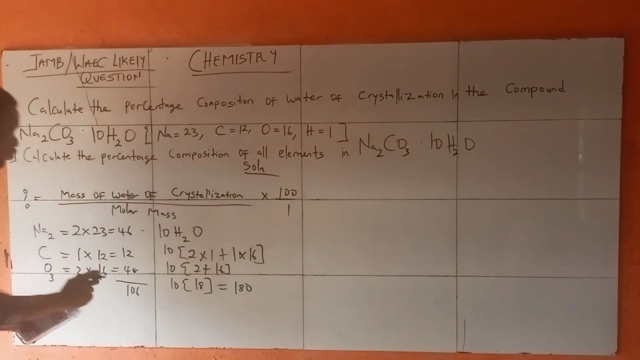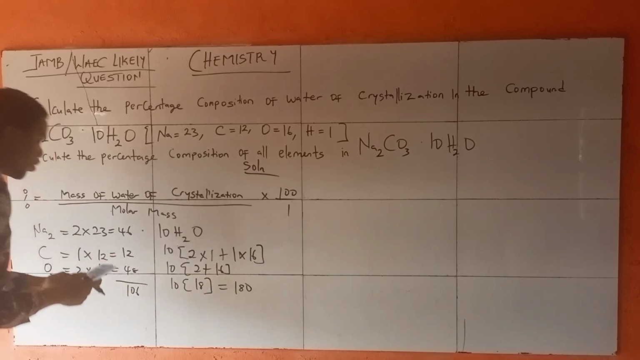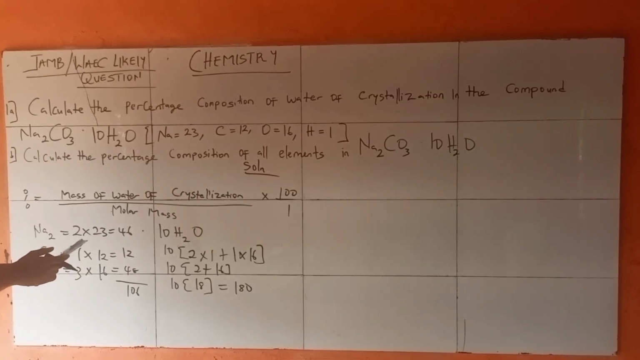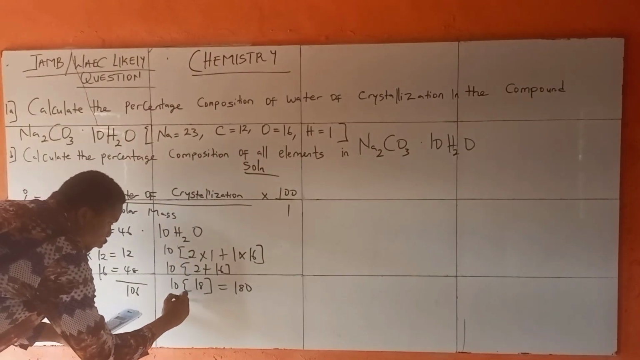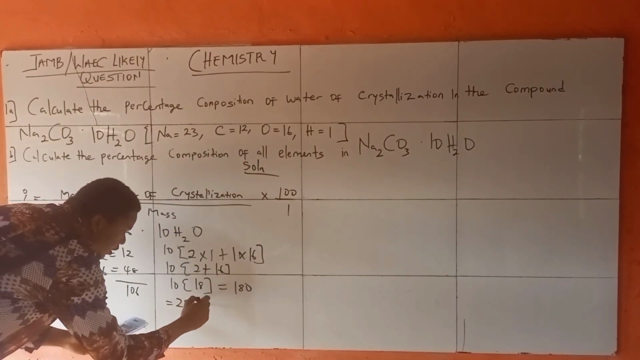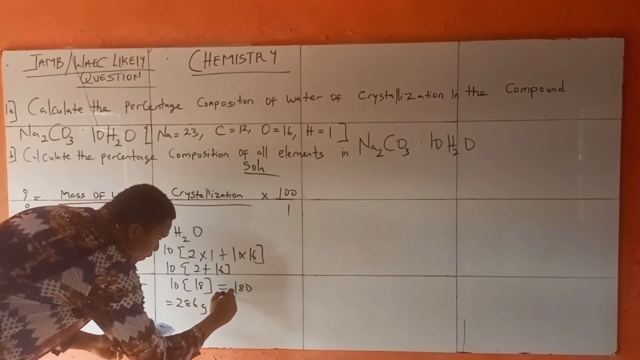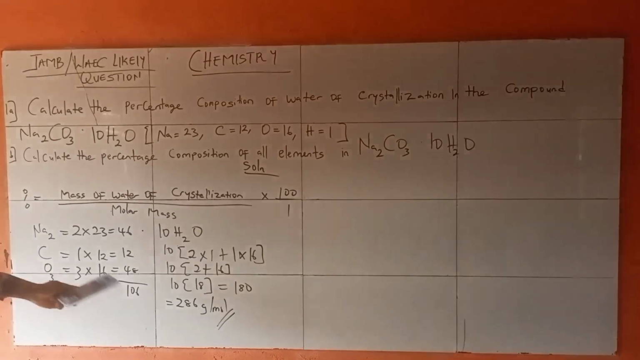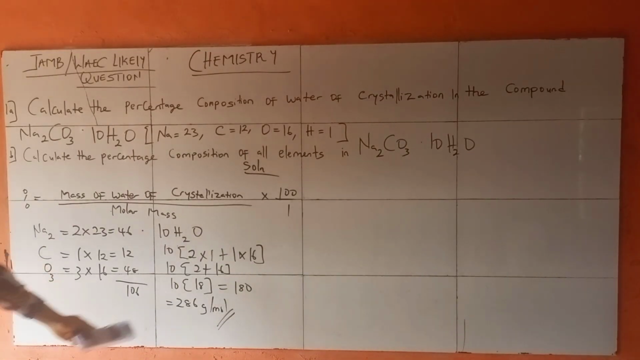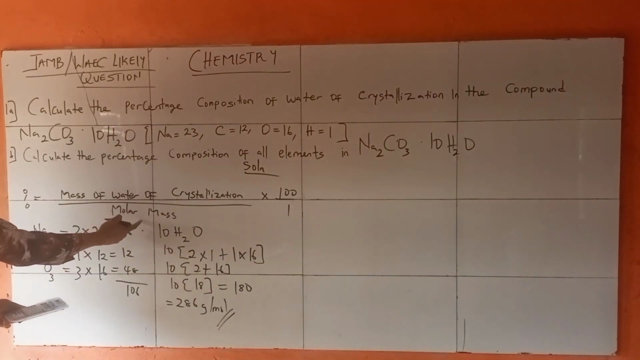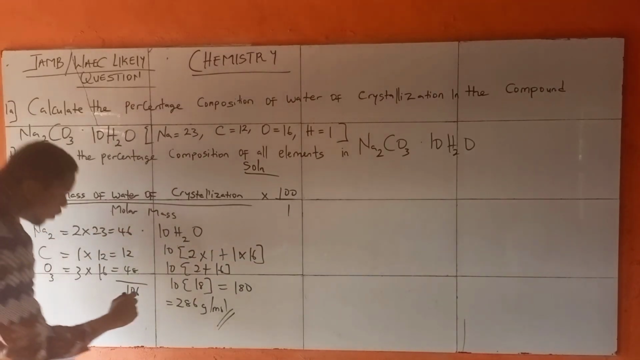What we just have to do is to sum up these two masses together. 106 plus 180 will give us 286. 286 grams per mole. This 286 grams per mole is our molar mass.